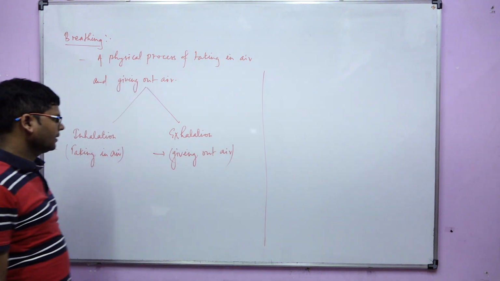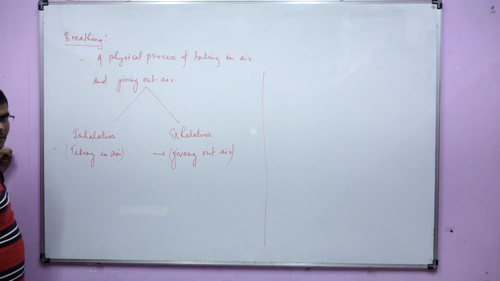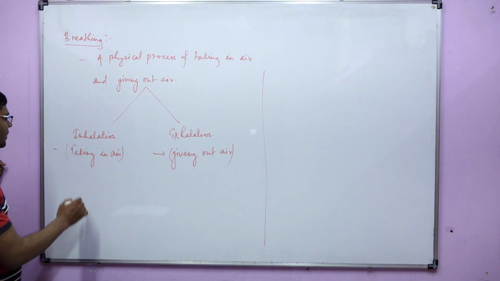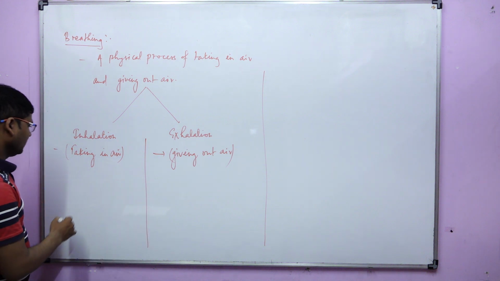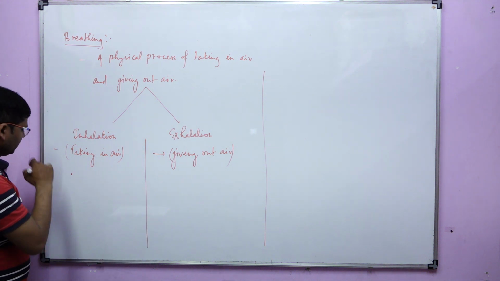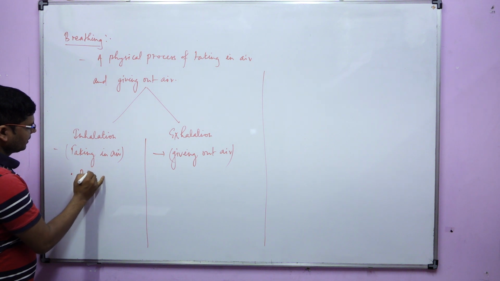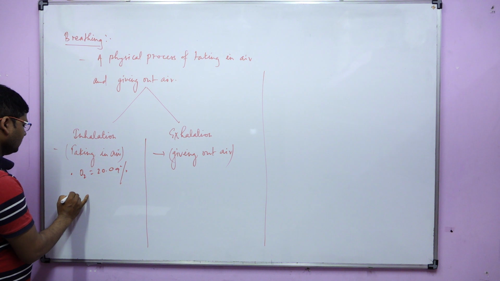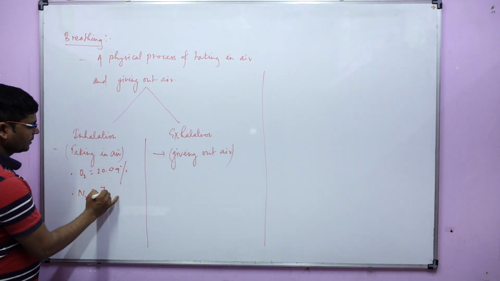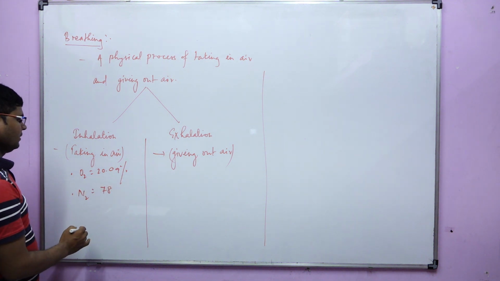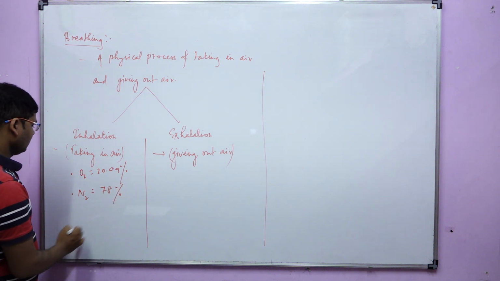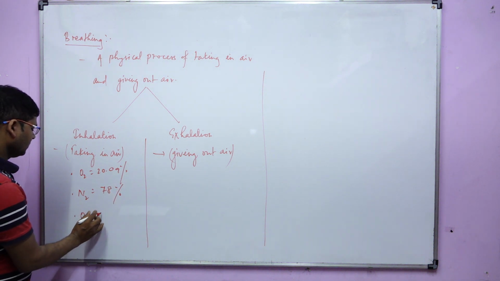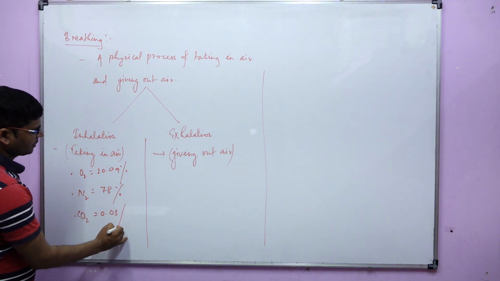So if you compare the percentage of air that we take in, what are the major components, then in the air which we inhale, oxygen is about 20.09%, nitrogen is about 78%, and CO2 is about 0.03%.